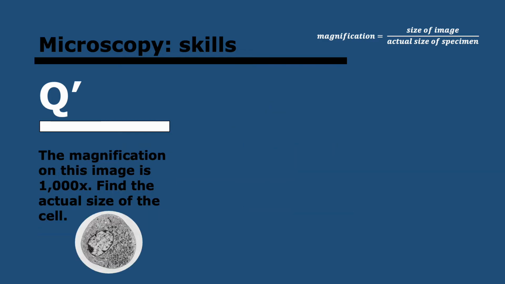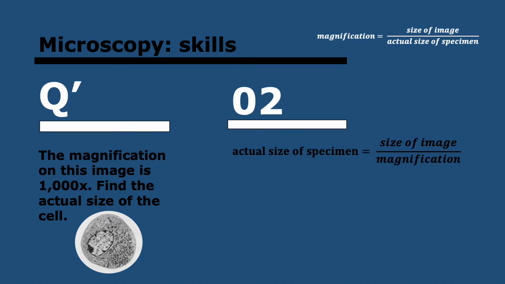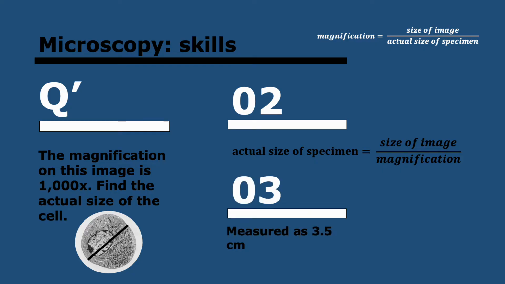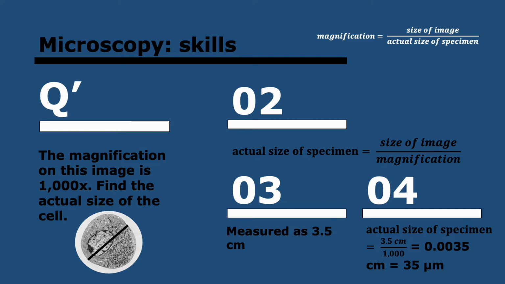Let's look at a harder one. The magnification on this image is 1,000 times. Find the actual size of the cell. Okay, here we don't need to do step 1 because there's no units given. We do need to do step 2, so we need to flip the equation so that we're actually finding the actual size of specimen, which is what we're interested in. Once we do that, step 3 is to measure the image. In this case, don't come for me, it's probably not 3.5 centimeters, I just made that up. And then step 4 is to just substitute in and solve, giving us 35 micrometers.